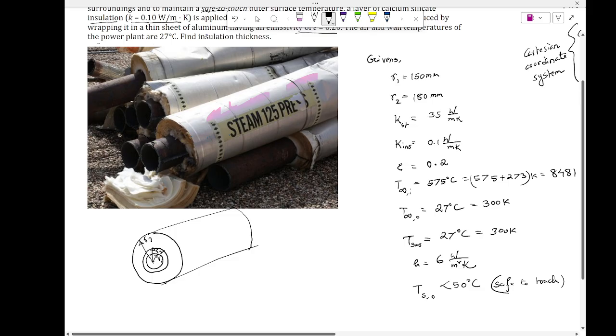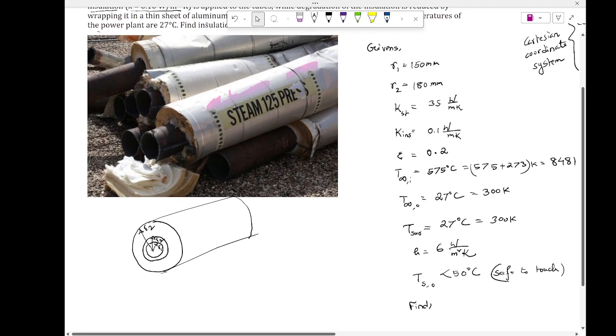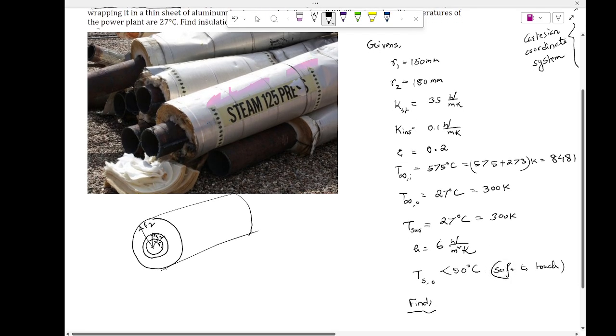So question, what is the question? What you are trying to find here? Anyone? R3, find the R3, the insulation thickness. Okay, you see? All right, so this is what you want to try to find.